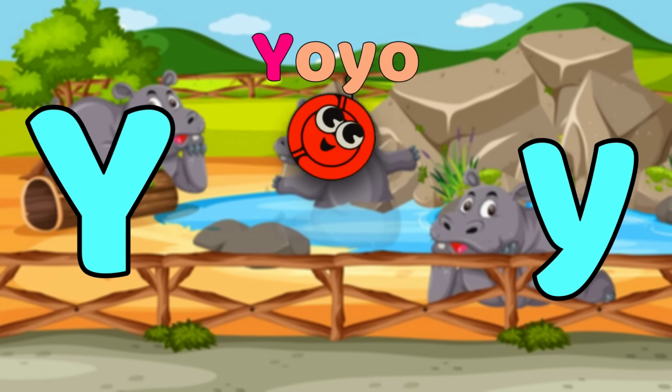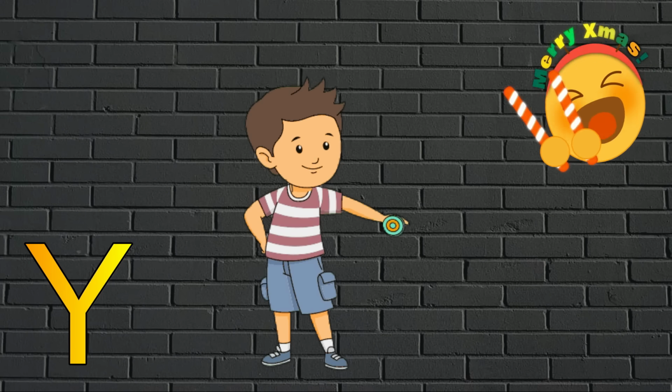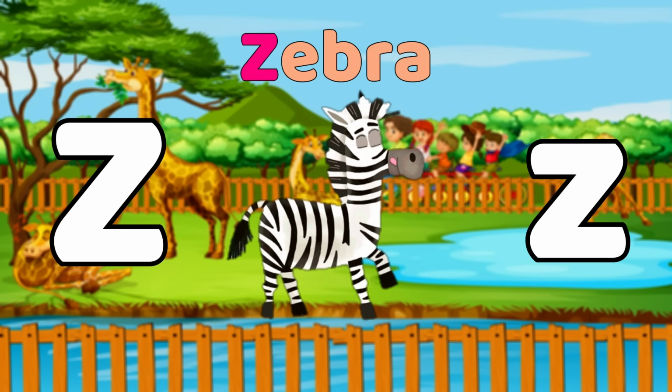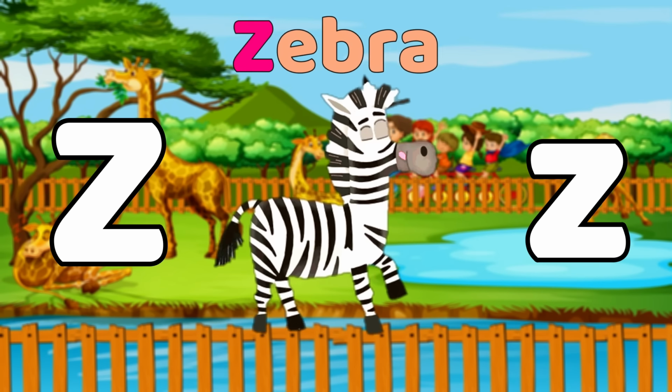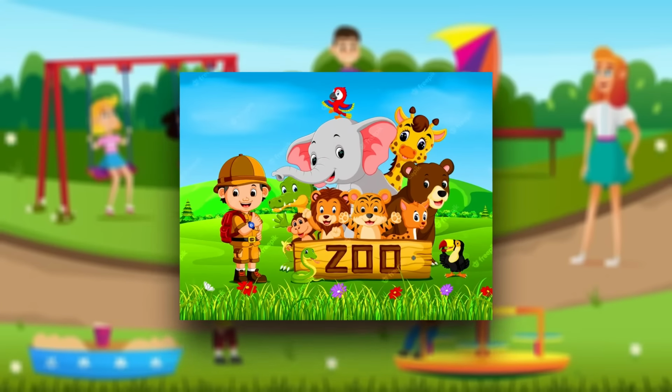Yo-yo, y-y-yo-yo, y-yo-yo. Z is for zebra, z-z-zebra, z-zebra. Do it again!